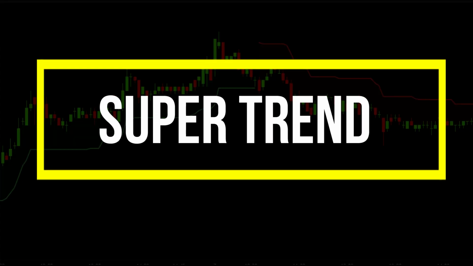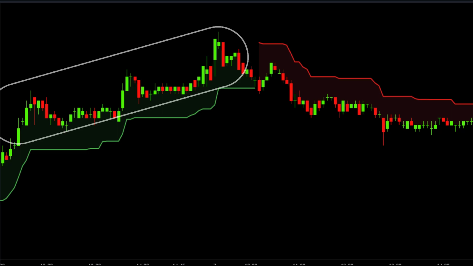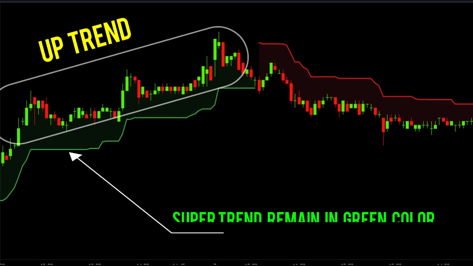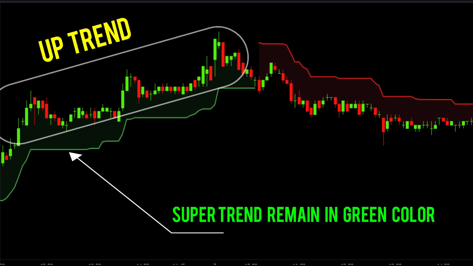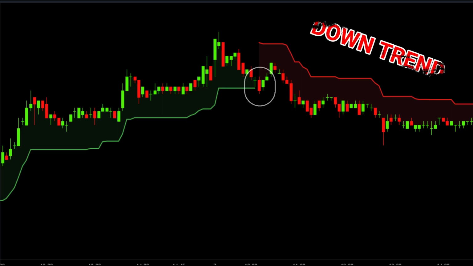First, let us understand the Supertrend. As you can see in the chart, if the price is above the Supertrend, then the stock is in uptrend, and Supertrend remains in green color. The green line lasts till the line coincides with the price candle. When the green line coincides with the price candle, at that time a reversal may occur. As you can see here, when Supertrend crosses over the price candle, the downtrend of the stock starts, and Supertrend is changed to red color.